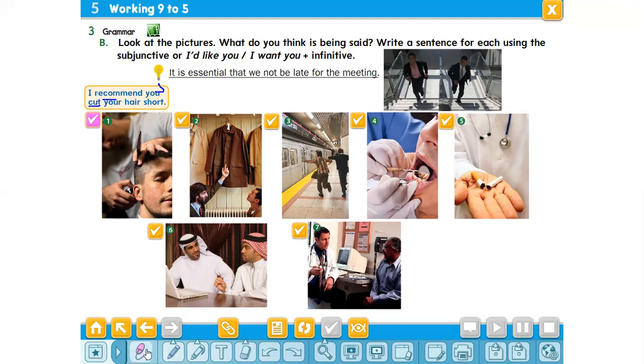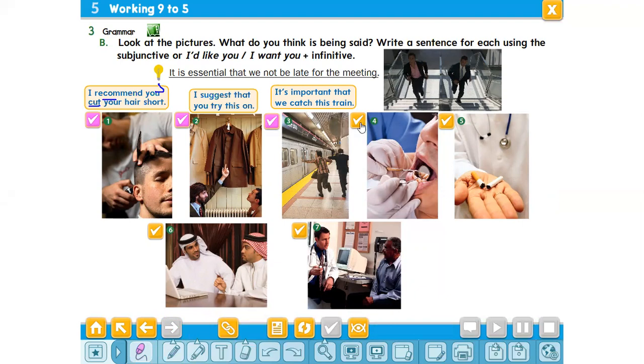Number 2, I suggest that you try this one. Suggest that plus subject and the base form. Number 3, it's important that we catch this train. It's important that plus subject and base form, subjunctive.